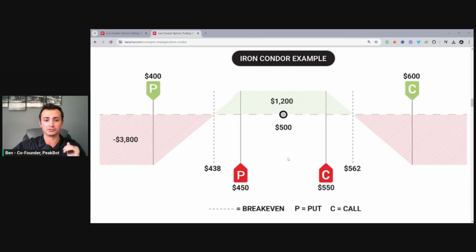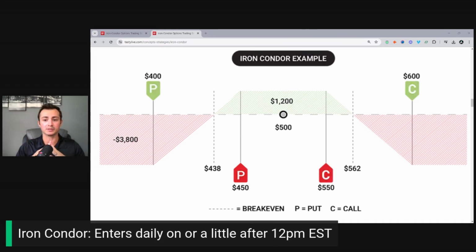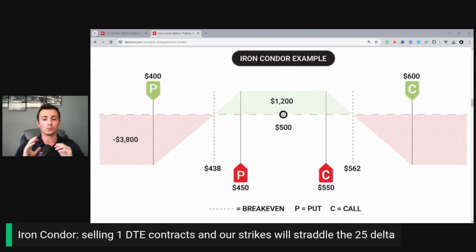Before we get into what these numbers mean on screen, I want to tell you that the way PeakBot trades the Iron Condor is we enter positions daily. We like to enter on or a little bit after 12 p.m. Eastern. That gives the market some time to settle down, and we don't have to worry about that morning volatility. Then we set up 1 day till expiration contracts, 1 DTE. So if I were to open an Iron Condor today, it would expire tomorrow. We're avoiding the pattern day trading rule by doing this, and we're allowing ourselves to enter a new position every day.